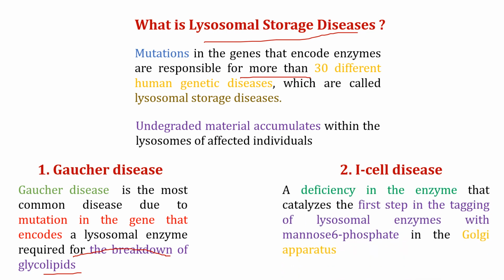I-cell disease is caused by a deficiency in the enzyme that catalyzes the first step in the tagging of lysosomal enzymes with mannose-6-phosphate in the Golgi apparatus. As described earlier in my previous video, lysosomal proteins must first be glycosylated, and in the carbohydrate chain the mannose molecules present are phosphorylated, giving mannose 6-phosphate, in the Golgi apparatus.